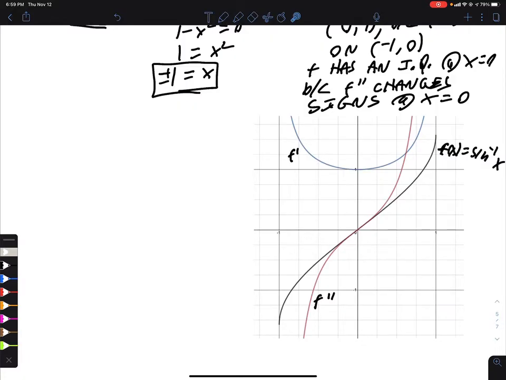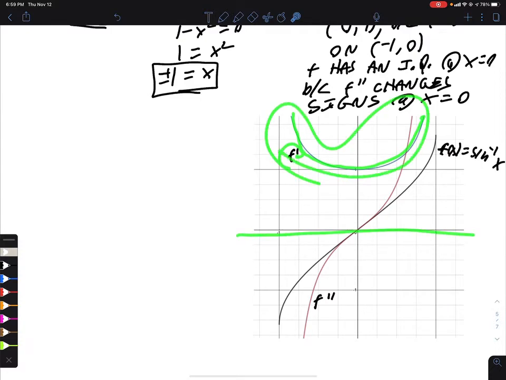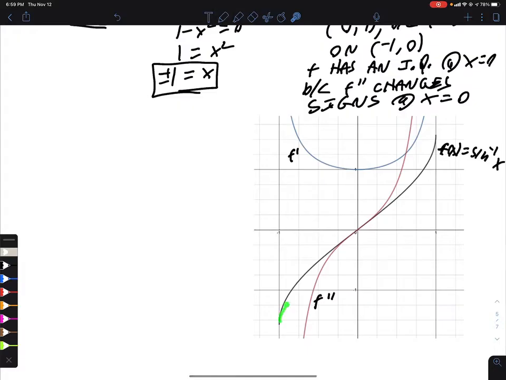So let's look at f double prime. No, f prime. f prime is always positive. That means the original graph must always be increasing, right? Because if the derivative is positive, it's above the x-axis. That means f must be increasing always, and it is always increasing. Now, f prime is always positive. It never changes signs, so you're not going to have any relative max or mins, and we see this doesn't have any relative max or mins.